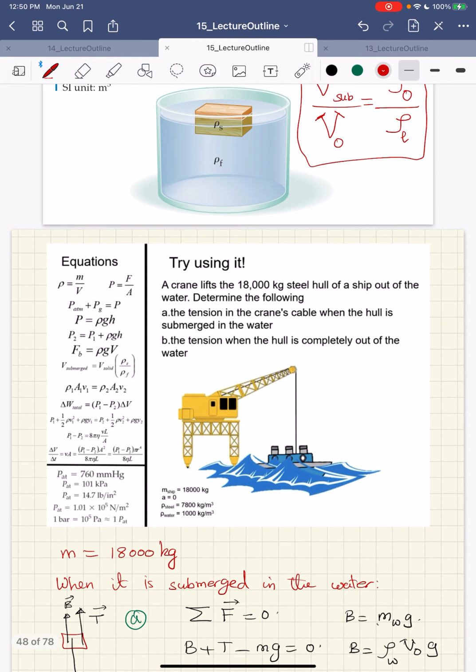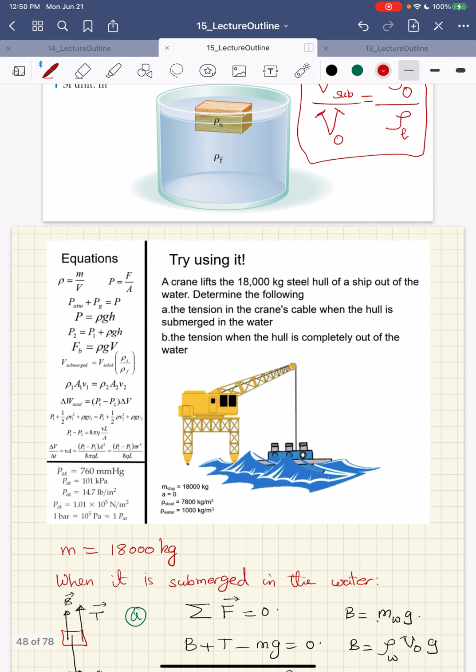Okay, here I want to solve problems related to buoyancy and Archimedes. Now, a crane lifts the 18,000 kilogram steel hull of a ship out of the water. Determine the following: the tension in the crane's cable when the hull is submerged in the water, and the tension when the hull is completely out of the water.